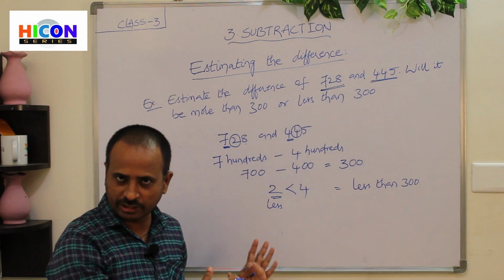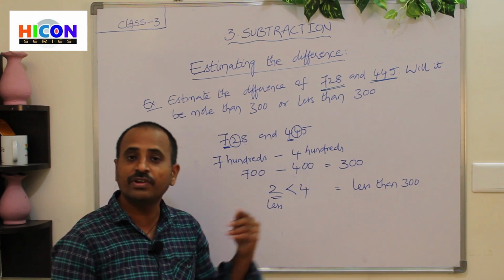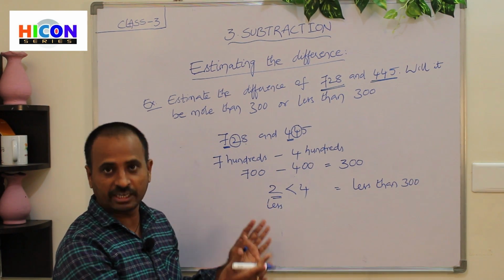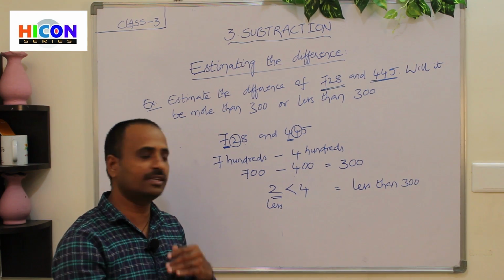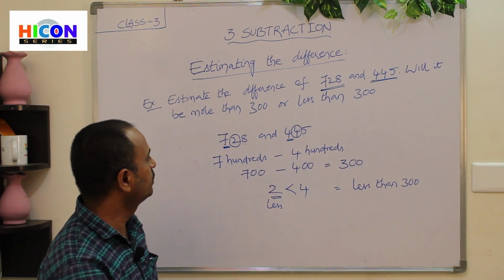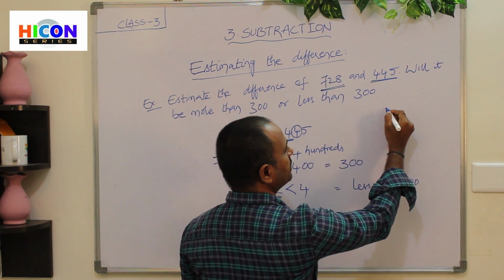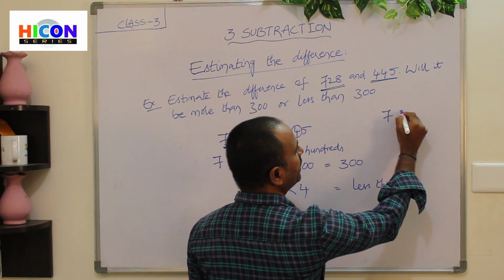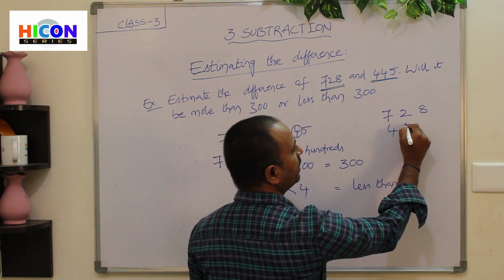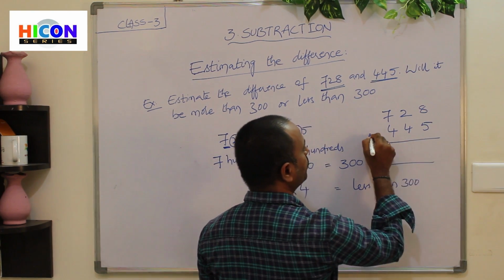So let us do the actual subtraction now, whether the answer is correct or not, whether the difference is less than 300 or greater than 300. Let us do the actual subtraction and check whether the answer is less than 300 or greater than 300. So let us do the subtraction here. The first number is 728 and the second number is 445. So do the subtraction here.